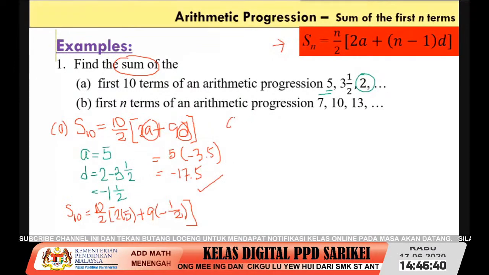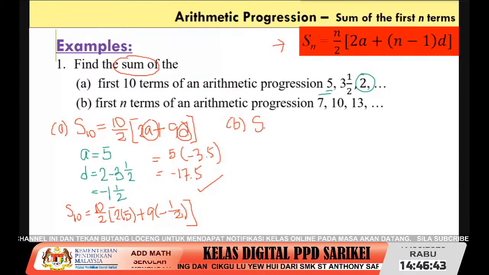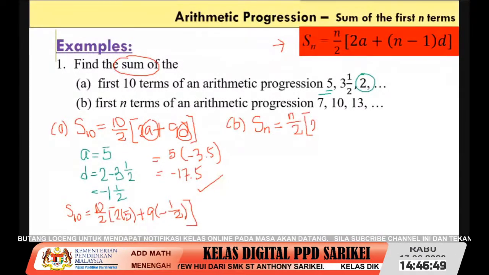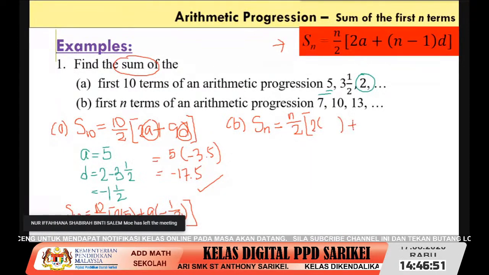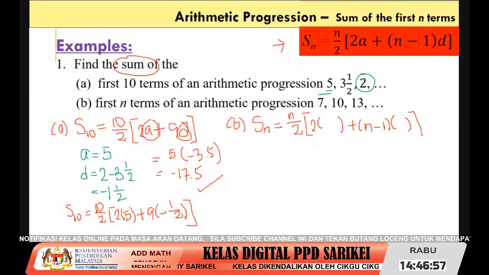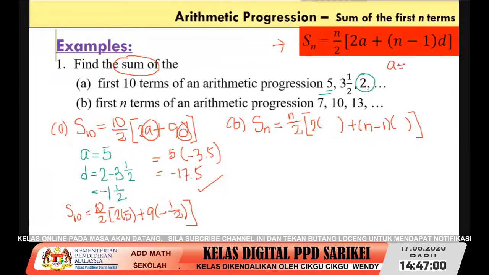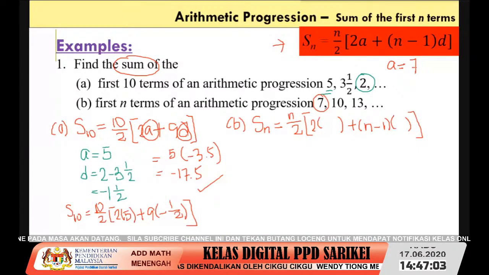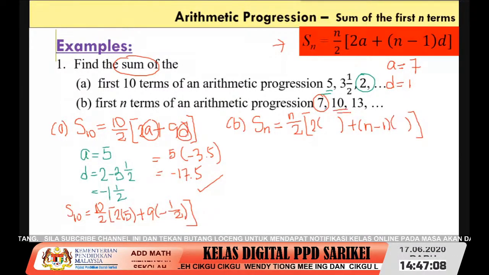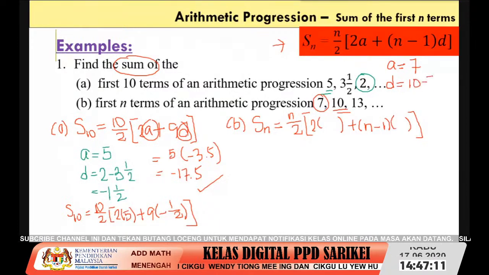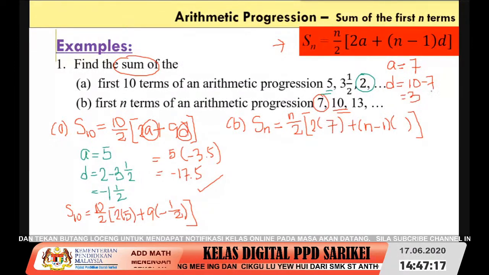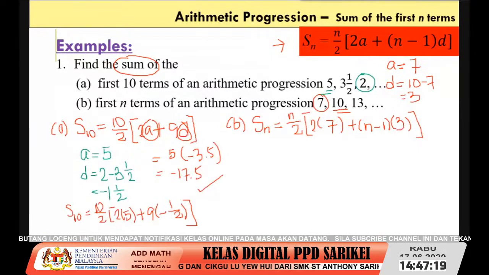Okay, B. This time I'm asking you to find Sn. So Sn equals n over 2 times 2A plus n minus 1 times D. What is my A? A is the first term, which is 7. Next, my common difference: let's say I choose 10 minus the previous term. So 10 minus 7 equals 3. So my A is 7, and D is 3.